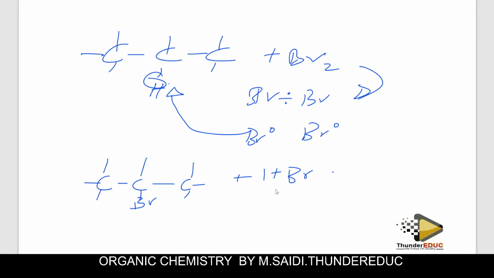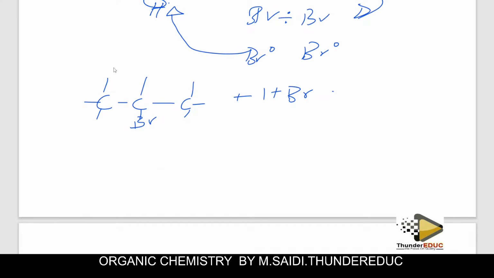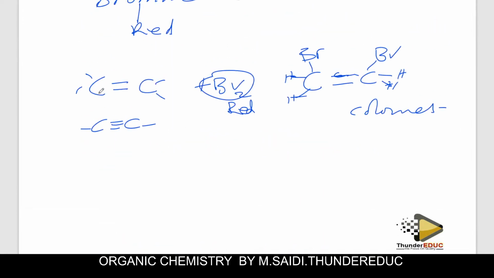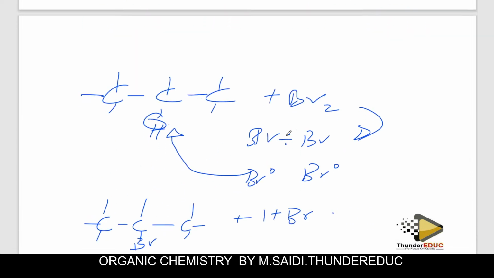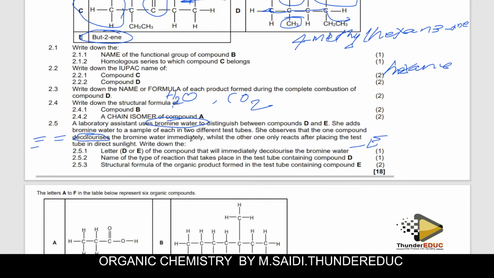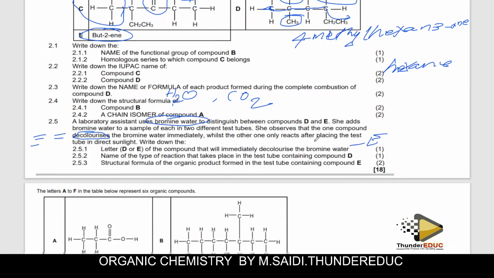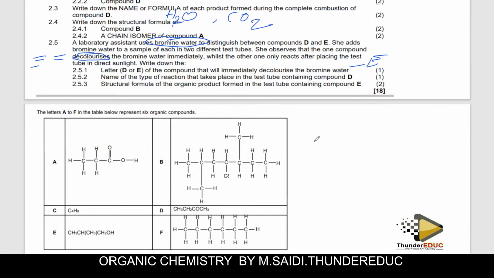It means that what happened here is substitution. But for an unsaturated compound, we just add. So this is addition, while this one is substitution. If it is a double bond, it decolorizes immediately because it is an unsaturated compound, so it is addition. If it is a single bond, you have to expose it to light for the reaction to take place, and then it is substitution.